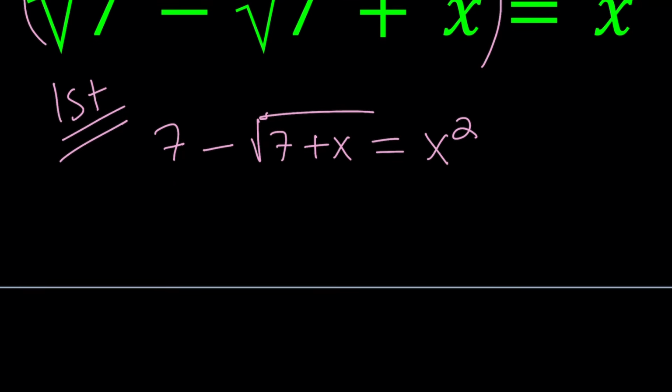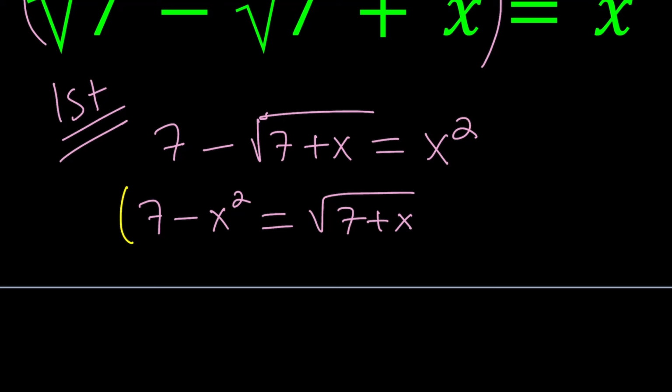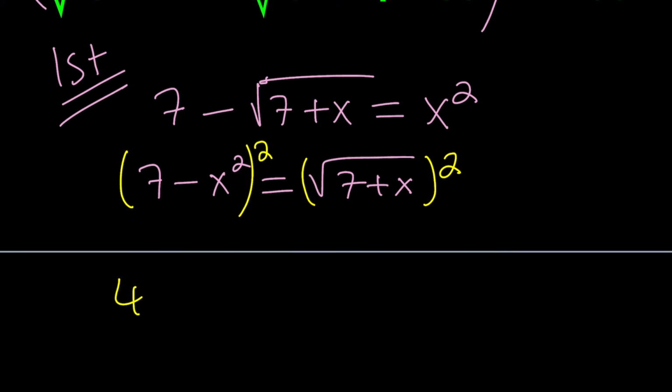Let's go ahead and put the radical on one side and bring the x squared over here. So we can write it like this. And then at this point, we can square both sides one more time to get rid of all the radicals. And that's going to give us an interesting equation: 49 minus 14x squared plus x to the fourth equals 7 plus x.